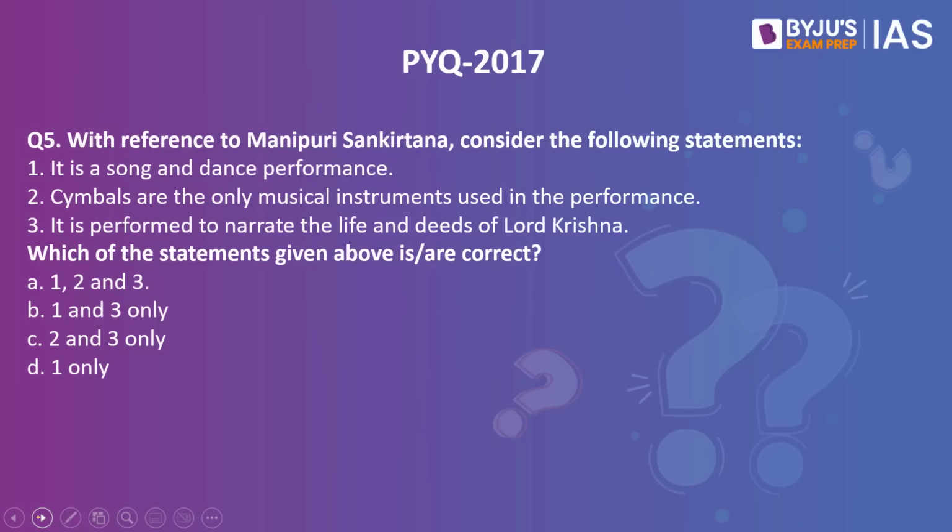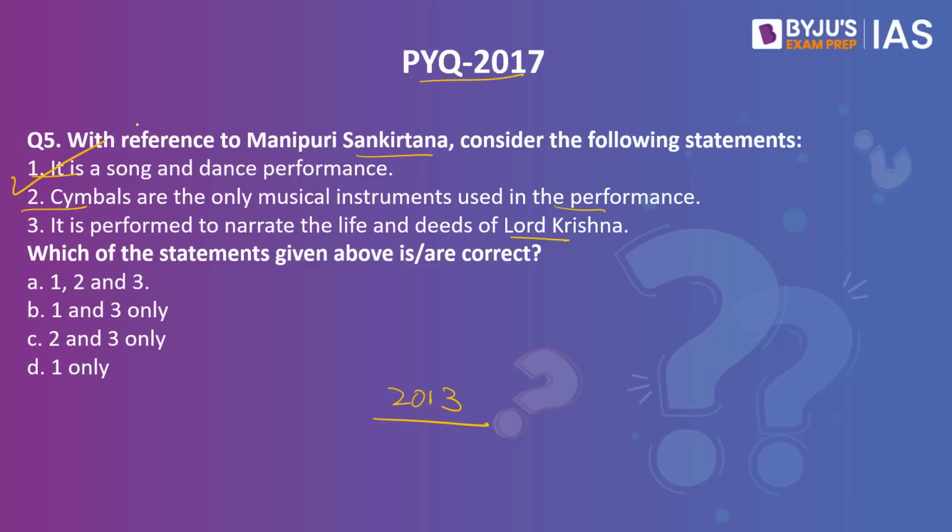Now let us take up a previous year question from Prelims paper 2017. With reference to Manipuri Sankirtana, consider the following statements. Number 1, it is a song and a dance performance. Number 2, cymbals are the only musical instruments used in the performance. Number 3, it is performed to narrate the life and deeds of Lord Krishna. The Manipuri Sankirtana was inscribed in the representative list of UNESCO's Intangible Cultural Heritage of Humanity in the year 2013. This Manipuri Sankirtana involves ritual singing, drumming, and also dancing. So statement number 1 becomes correct.